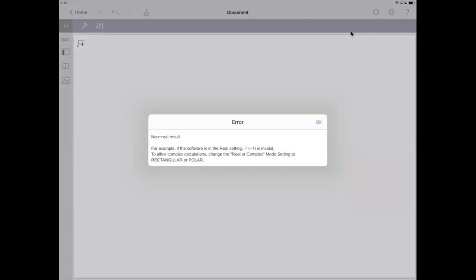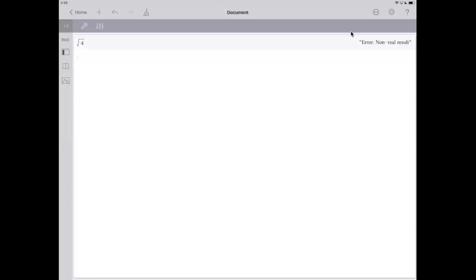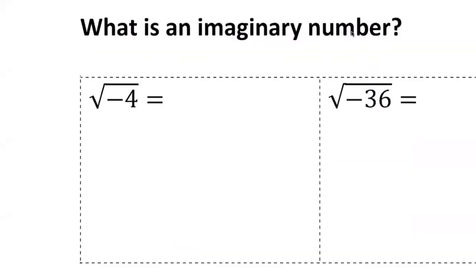Therefore, it just says it's non-real. And if you read carefully, it says to allow complex calculations, change to real or complex mode, setting to rectangular or polar. Okay, so the calculators know how to tell you. If you put this square root of -4 into your calculator on your phone, it will probably say error or something similar to this. So that's why we can't really use our calculator for help in this case, right? So now, how do we see it?